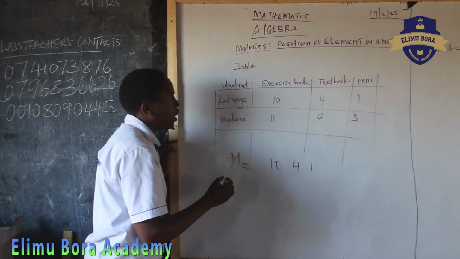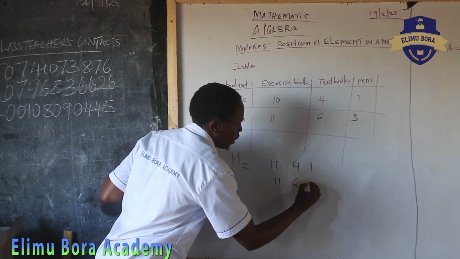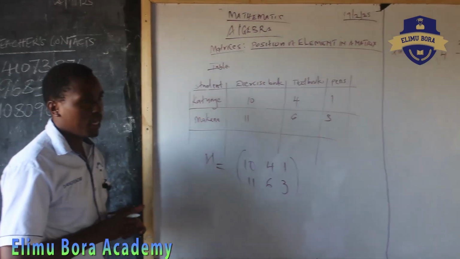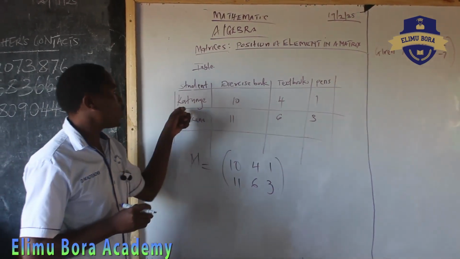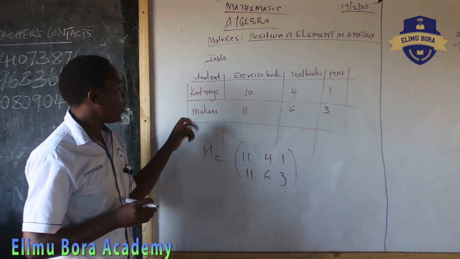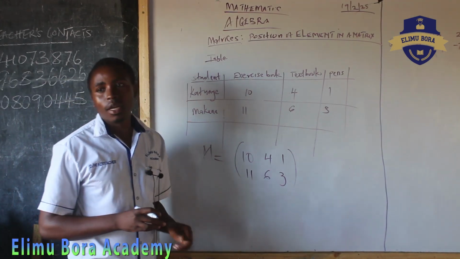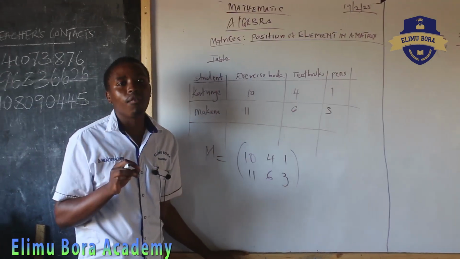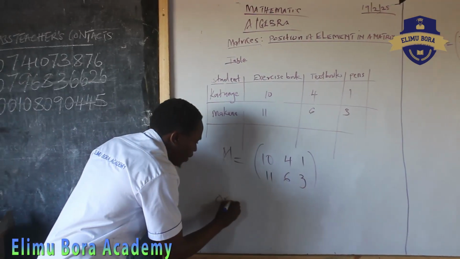Then let's look on Makena. Makena will have what? 11. 6. Then? 3. So this is the matrix of the what? Of the students. Whereby we have the 10, 4, and 1, which goes to Katunga. Then when we talk about Makena, she has 11, 6, and 3. Now from this one, in the morning we tried to look at something on the order of the matrix, isn't it? So let's look on the order of the matrix from there first.